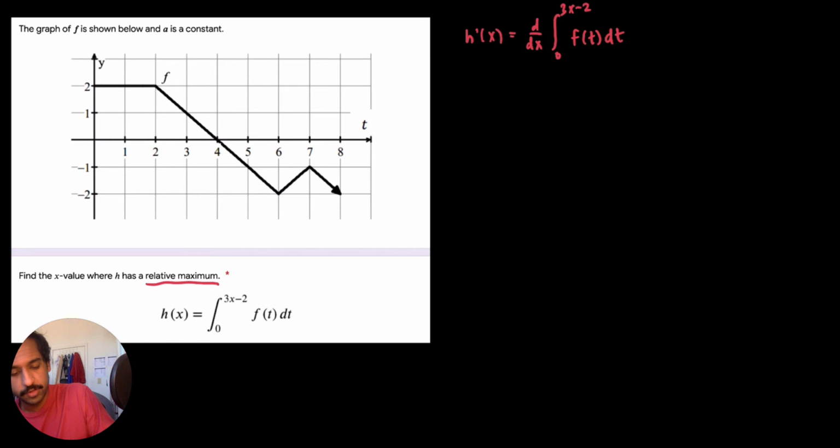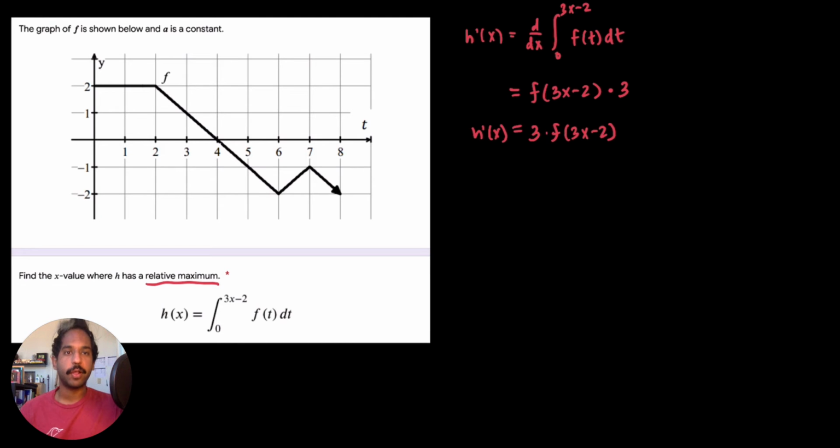So this derivative, h prime of x, will end up being f of 3x minus 2 times the derivative of what's on the inside. In this case, it's just 3. So we're going to get 3 times f of 3x minus 2. That is h prime.